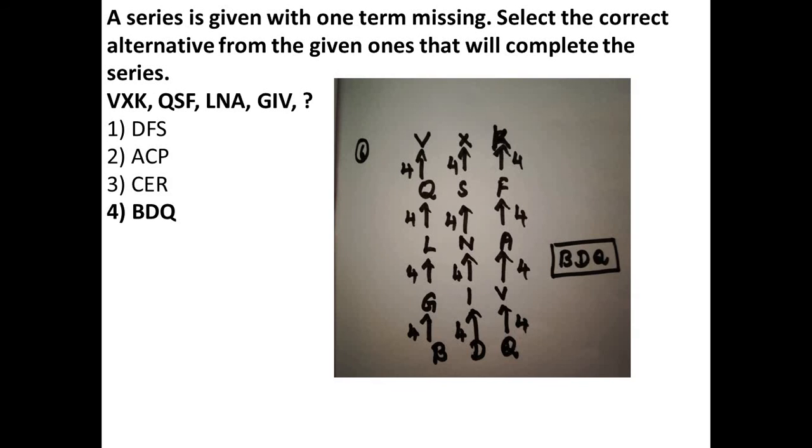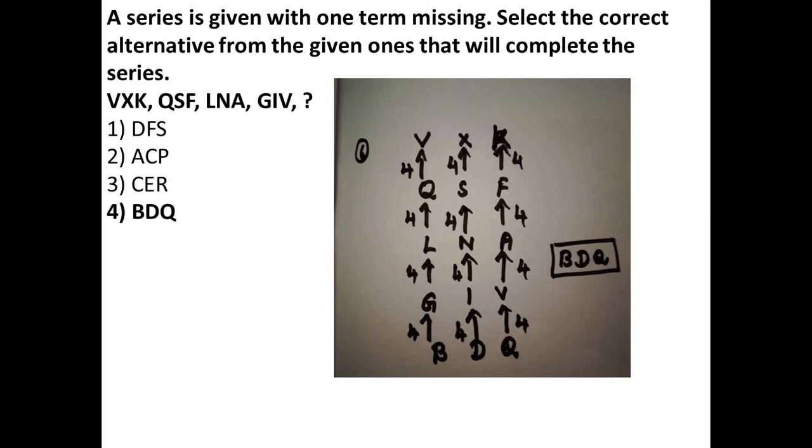Next question, V X K this all. We have to find the last letter series. So if you see from reverse order, G after which 4 letters is L, after which 4 letters is Q, after which 4 letters is V. So before 4 letters it would be B.